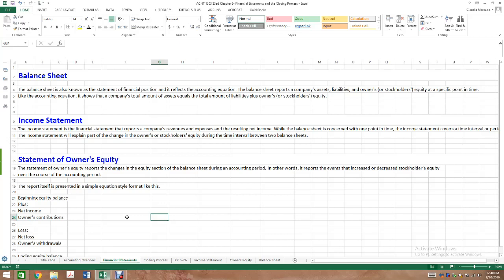So that is what the balance sheet reflects or reports. Now, the income statement is a financial statement that reports the company's revenues and expenses and the resulting net income or net loss.